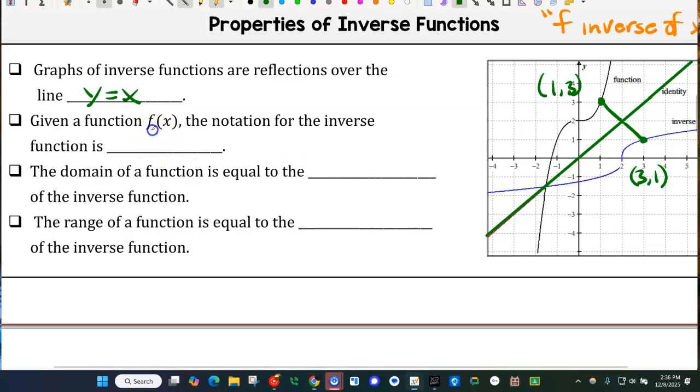And we know the notation is f to the -1. And since the x's and y's are switching, that means the domain is going to become the range. So the range and domains also switch. The domain of the function is equal to the range of the inverse function. And vice versa. The range of the original becomes the domain of the inverse function.